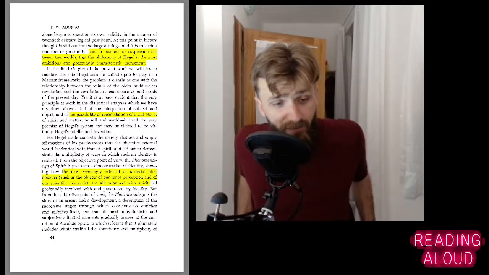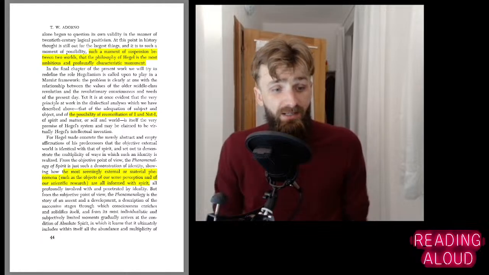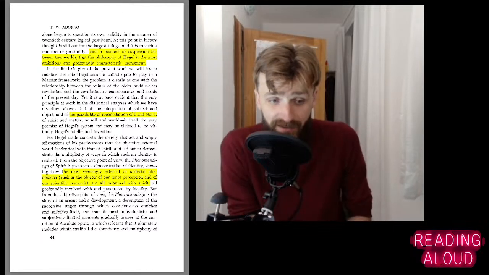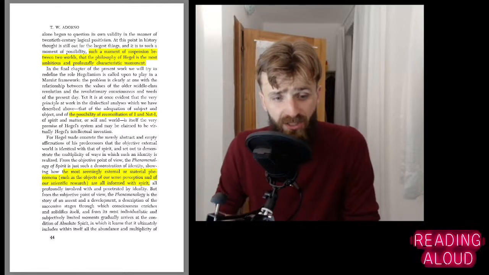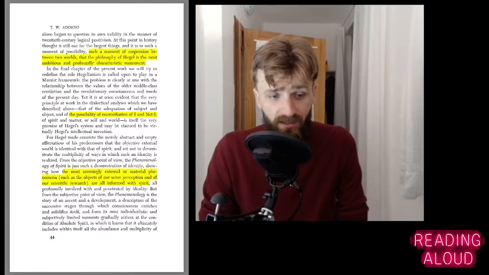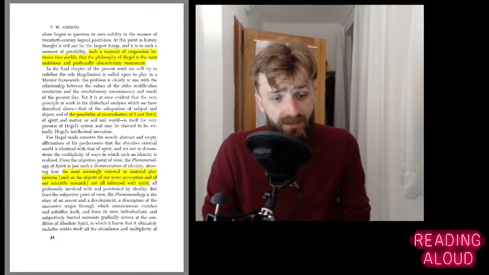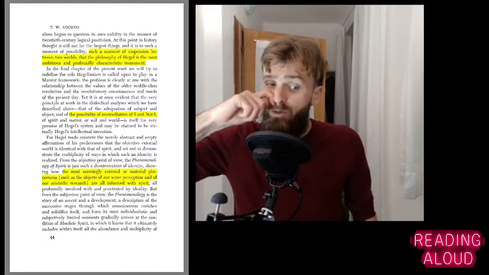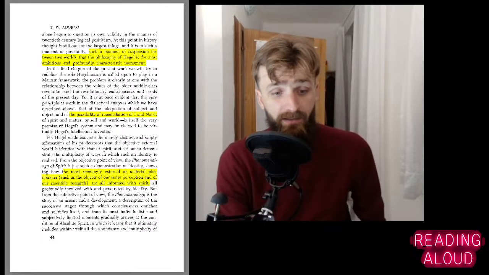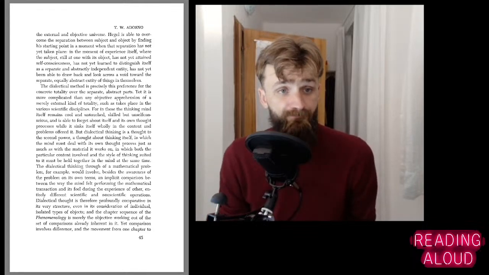But from the subjective point of view, the phenomenology is the story of an ascent and a development, a description of the successive stages through which consciousness enriches and solidifies itself. From its most individualistic and subjectively limited moments, it gradually arrives at the condition of absolute spirit, in which it learns that it ultimately includes within itself all the abundance and multiplicity of the external and objective universe.